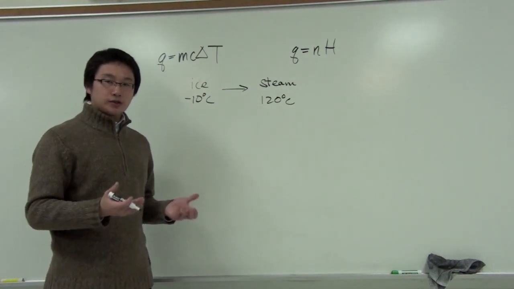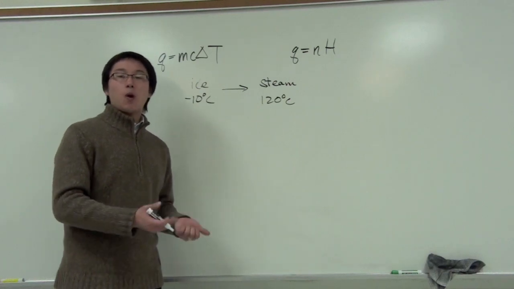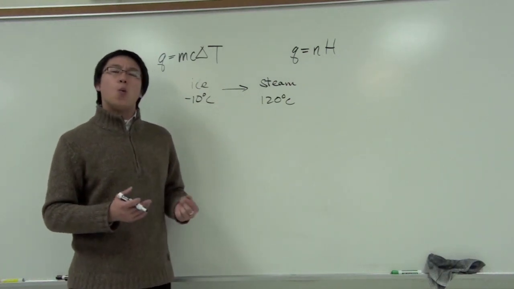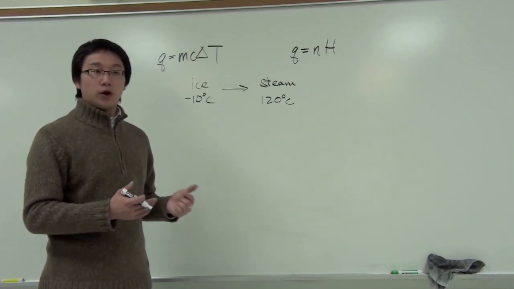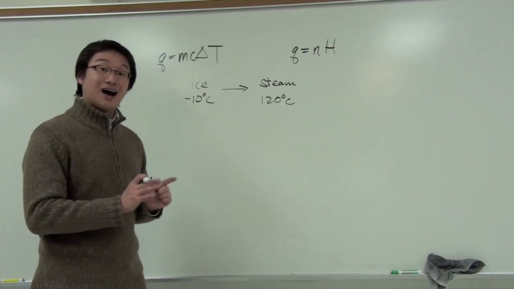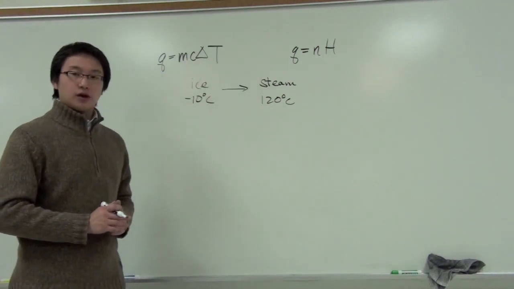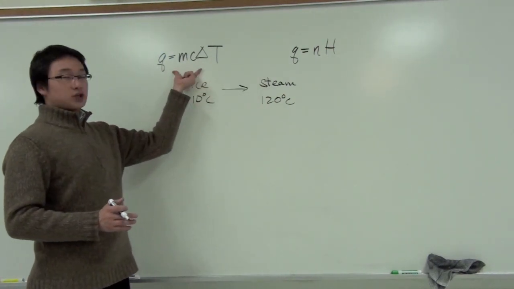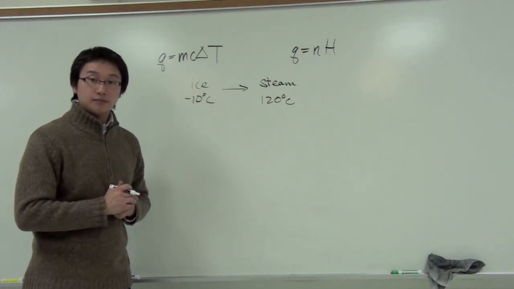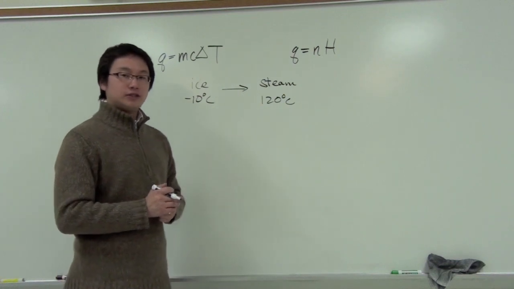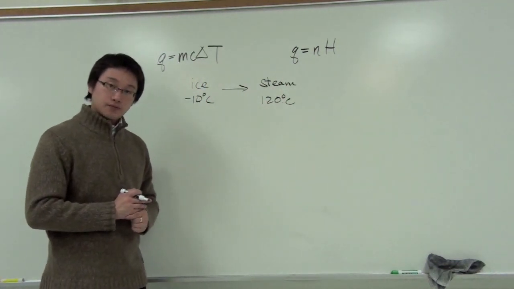So is this just a simple transition? If we want to calculate how much heat is required to make this change, what should we do? So we're going to look into this simple process, which we will find out is not that simple. So we have these two equations. And remember, if there's just a change in temperature, we will use Q = mcΔT. If there's a change of state, we will use Q = nH.